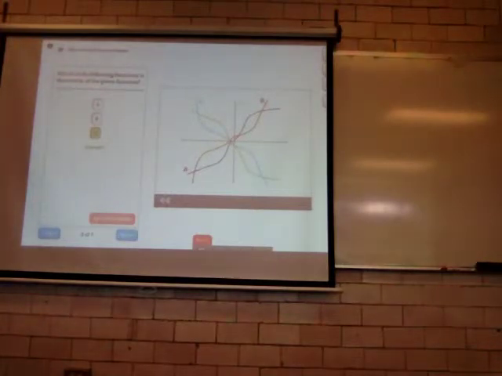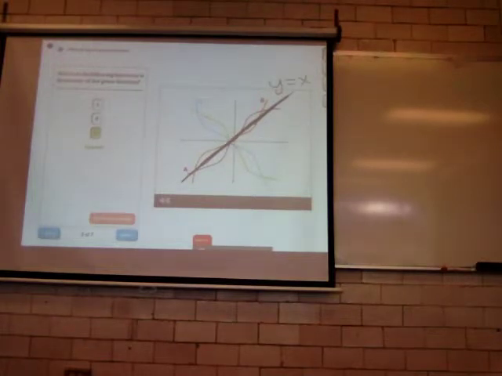Okay, this example might be a little trickier to see than the last one. But remember that if you have a function and you want to find its inverse, then you flip or reflect the function across the line y equals x. So let's draw a line. Here's the line y equals x.